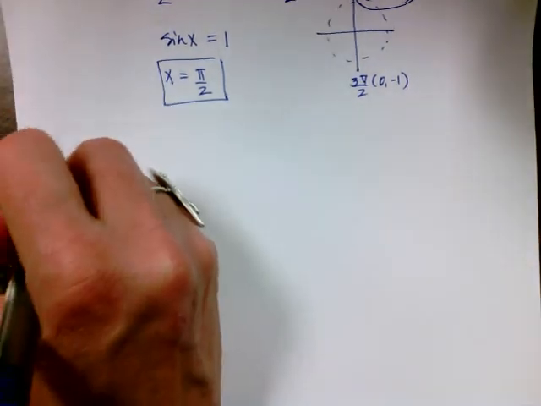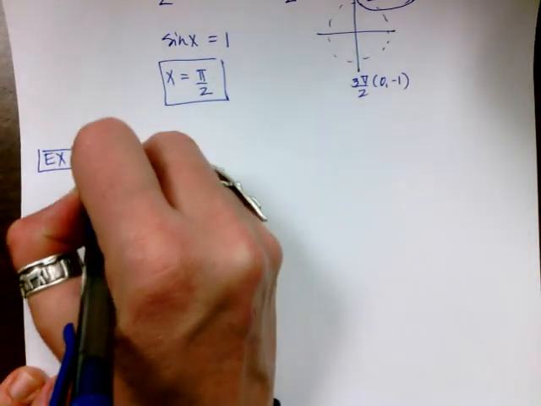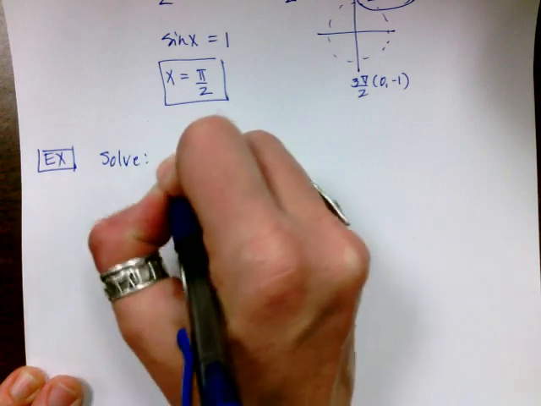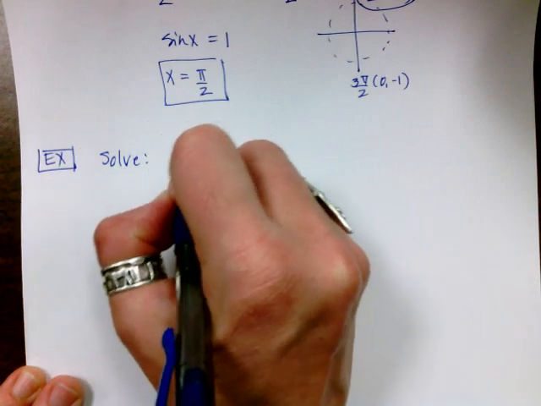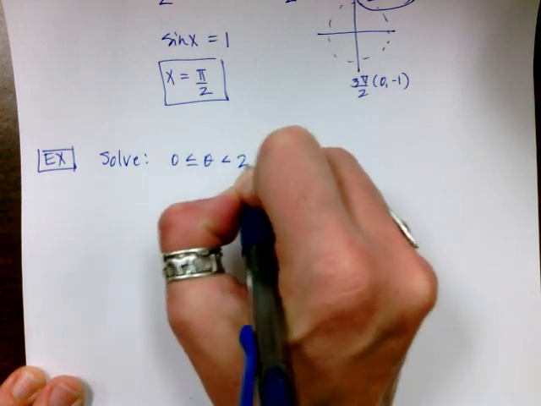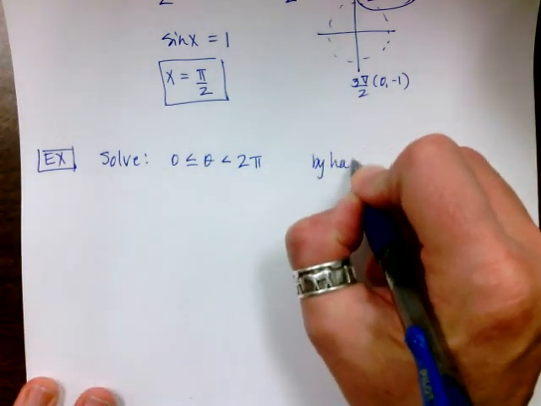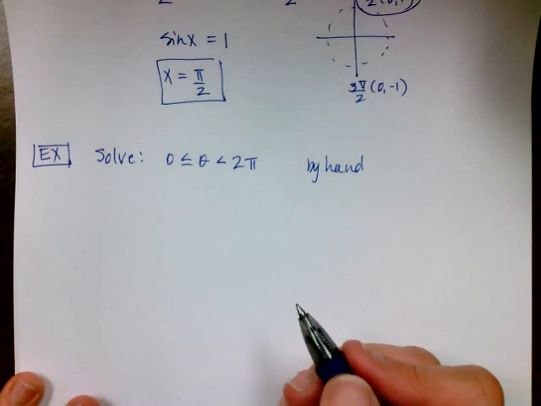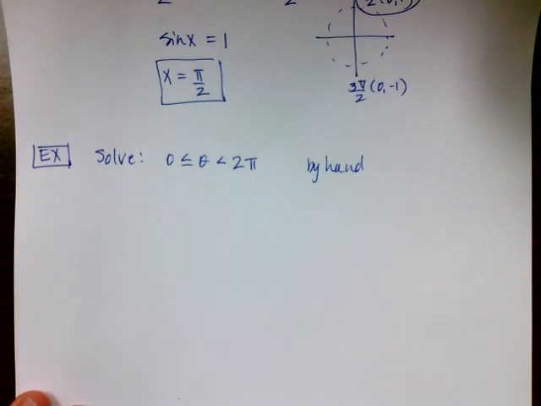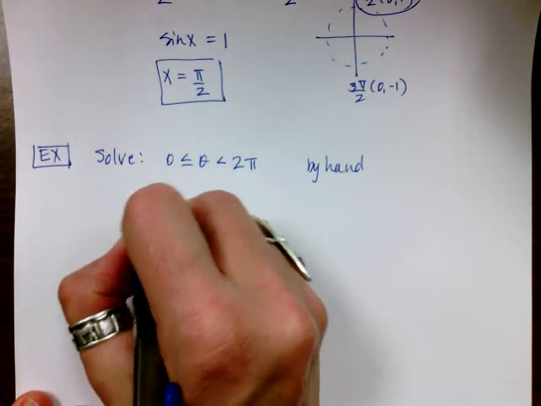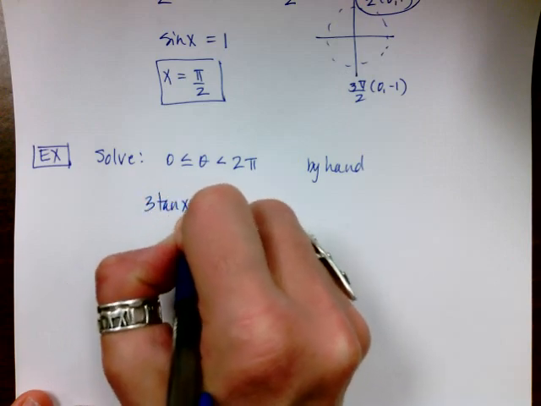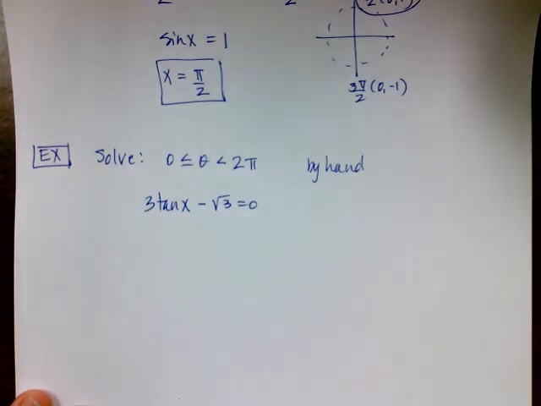All right, now for the last example. Okay, so this one's going to say solve. And again, we're still going in the interval from 0 is less than or equal to theta less than 2 pi. And we're going to do this one again by hand, because I will do the majority of your problems on a quiz or test by hand. So this time I'm going to have 3 tangent x minus radical 3 is 0.